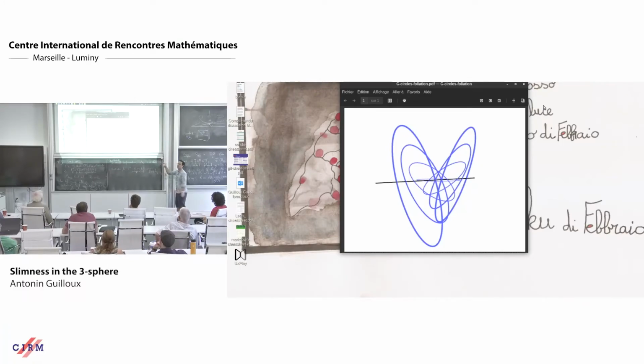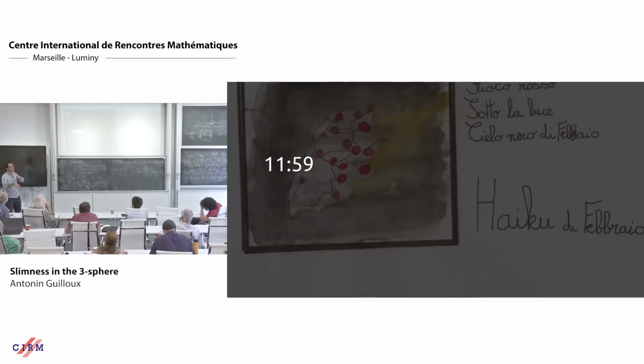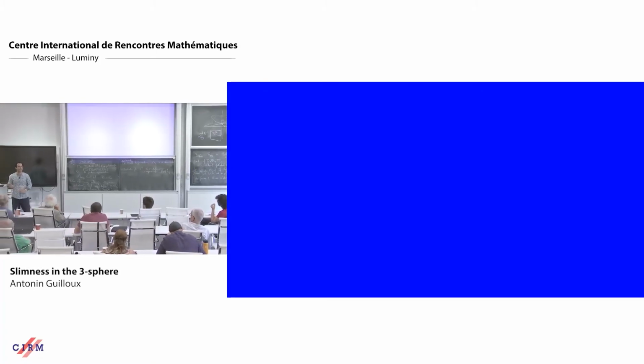This is a picture of the foliation. In black, you have the R circle, and in blue, all the C circles hitting the R circle twice.